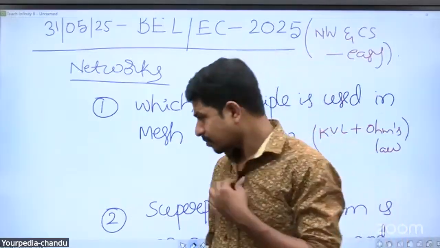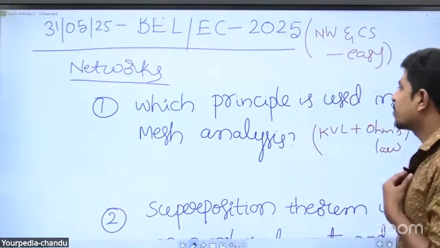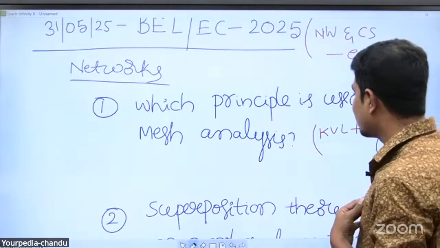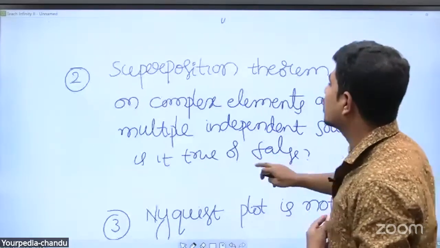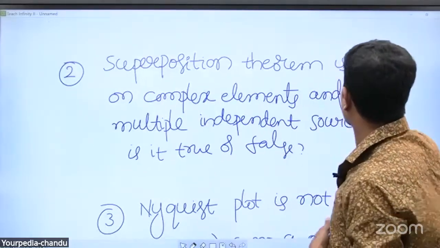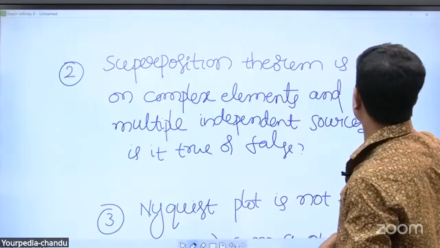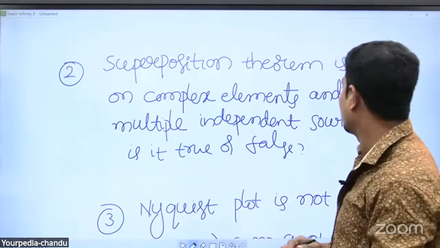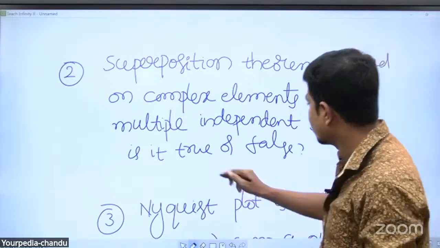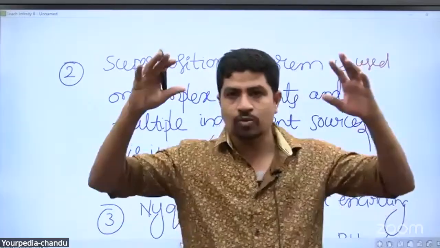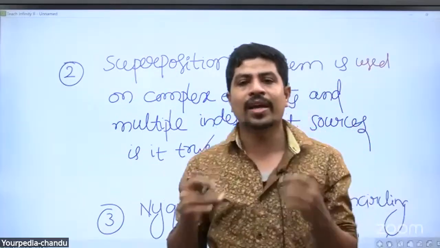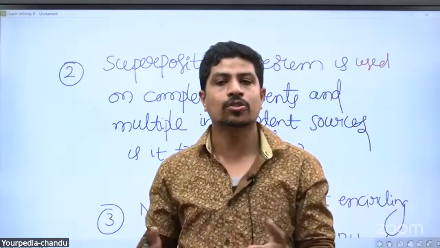First question I received is, which principle is used in mesh analysis? KVL and Ohm's law, that is right. The next question is, superposition theorem is used on complex circuits with multiple independent sources. Is it true or false? It is true, yes. If a circuit is complex, having more sources with different frequencies, then we have to use the superposition theorem. Yes, that is true.